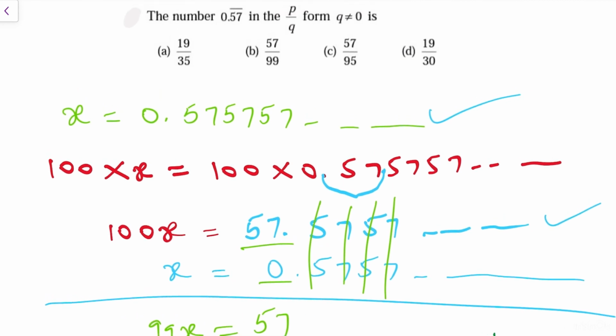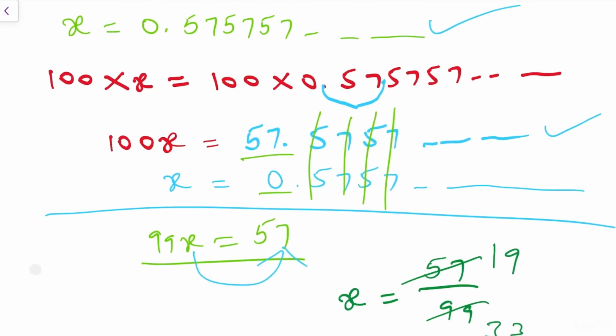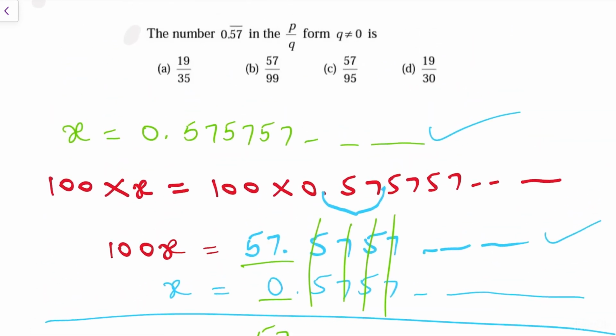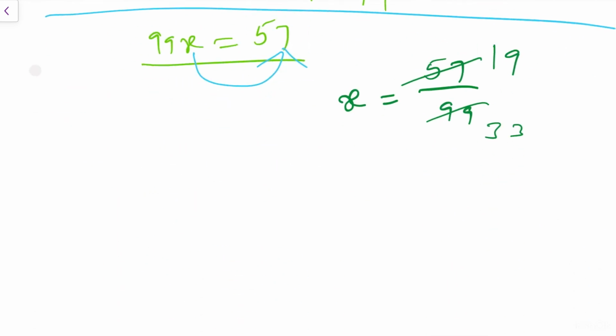Oh my god, that option is not there. The process is correct, and the answer is also 100% 19 by 33 only. The option is not available actually, maybe a printing mistake or something. 19 by 33 is the correct answer. Let us check the next question then.